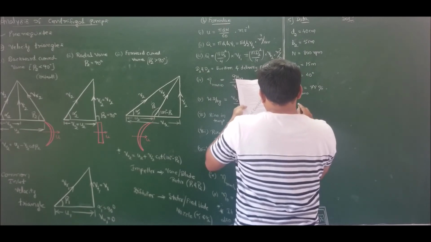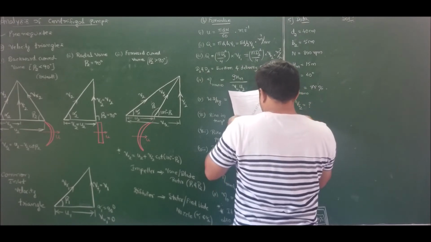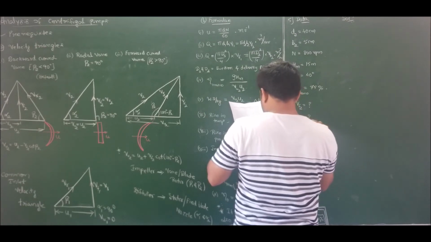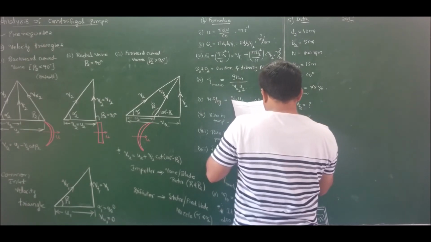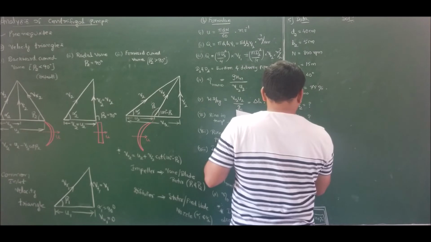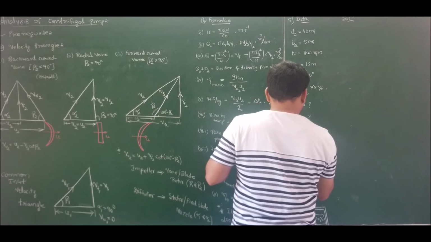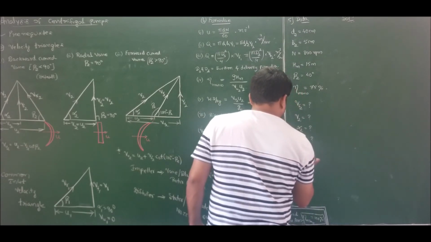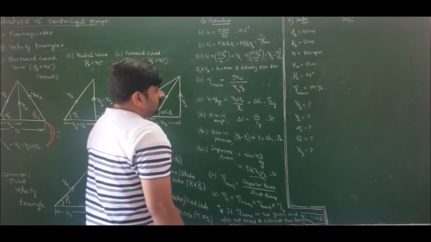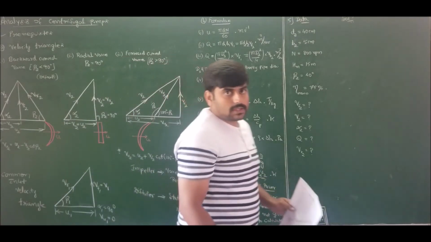Determine velocity of flow at outlet, that is VF2. Velocity of water leaving the vanes, that is V2. Angle made by the absolute velocity at outlet with the direction of motion at outlet, that is alpha 2. Discharge Q, and also let us calculate VR2 also. So these are the questions he has asked for us. Let us calculate these parameters. Let us solve this problem.